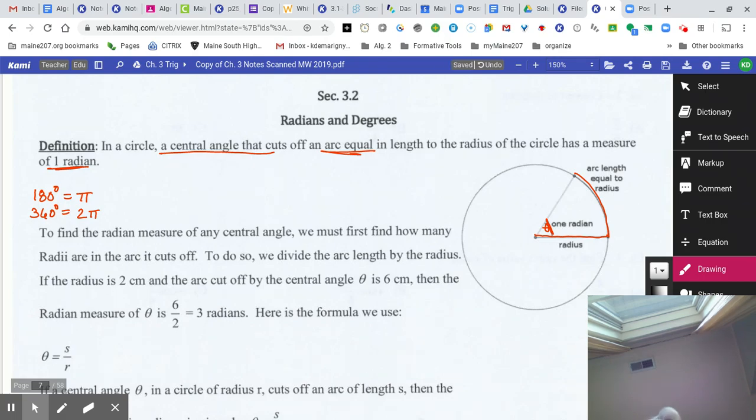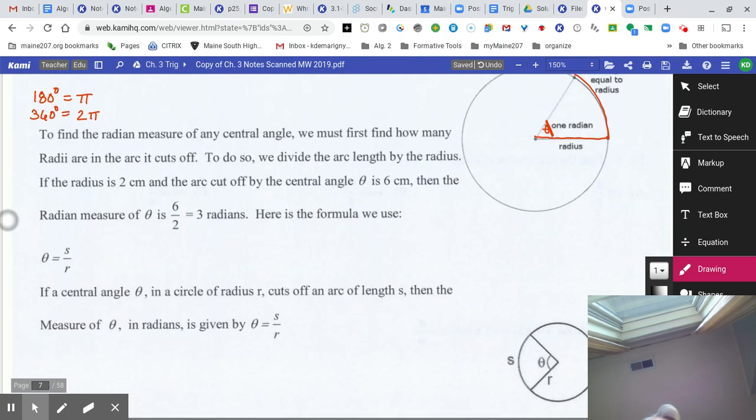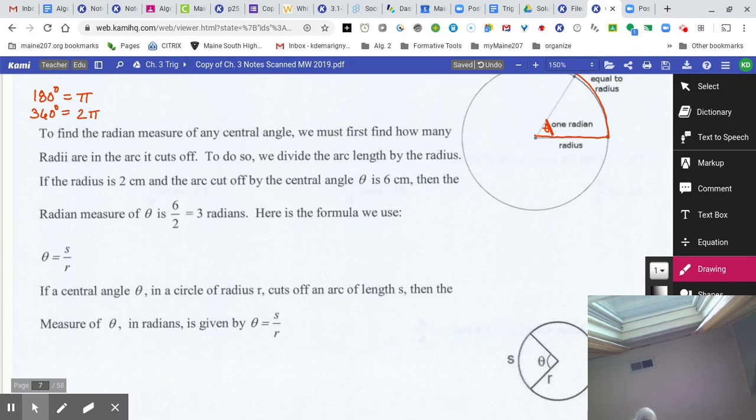Okay, so to find the radian measure of any central angle, we must first find how many radii are in the arc it cuts off. To do so, we divide the arc length by the radius of the circle. If the radius is 2 centimeters and the arc cut off by the central angle theta is 6 centimeters, then the radian measure is 6 divided by 2, or 3 radians.